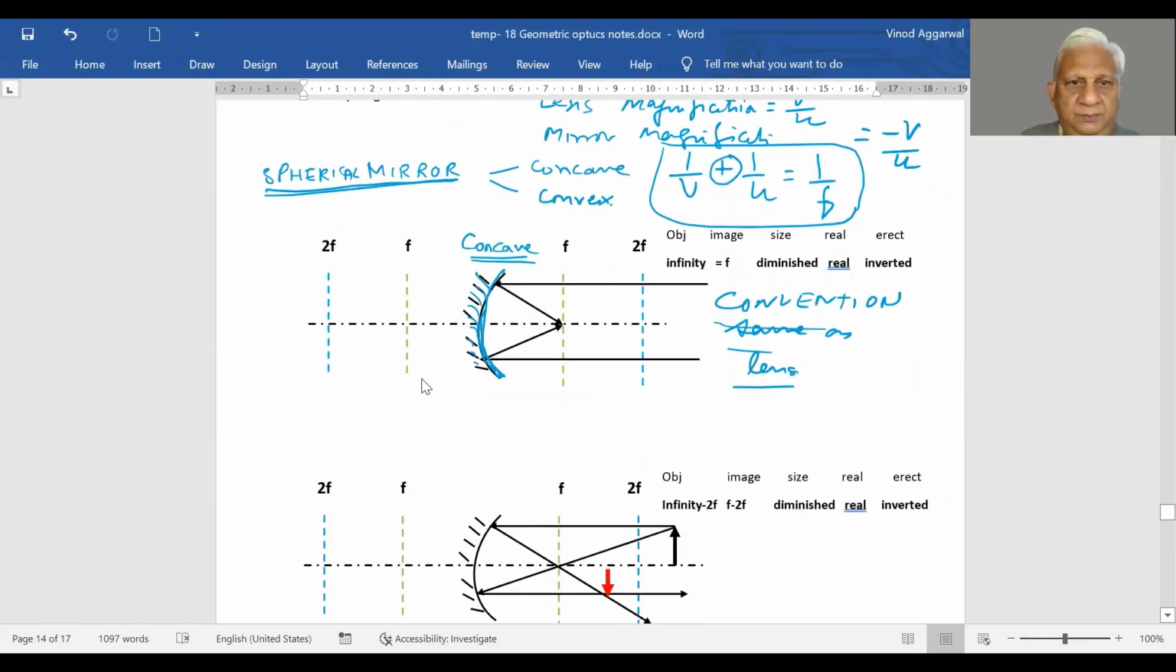Now this is a concave mirror. First case is rays are coming from infinity. They will focus at focal point. So object is at infinity. Image will be formed at focus. It will be very, very small. In fact, it will be point image. It will be real and inverted.